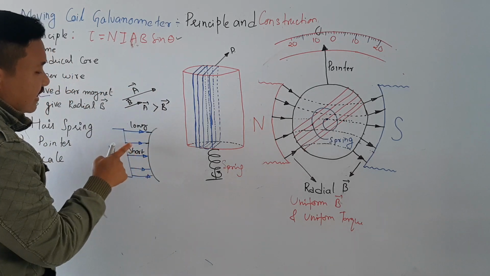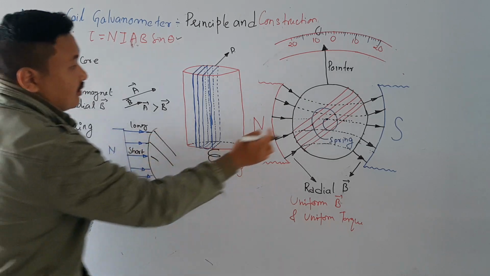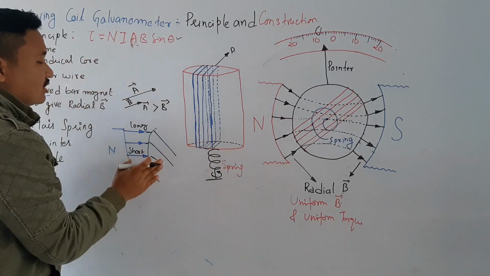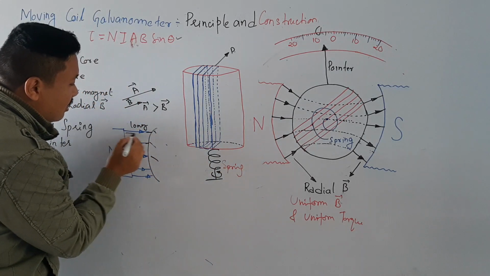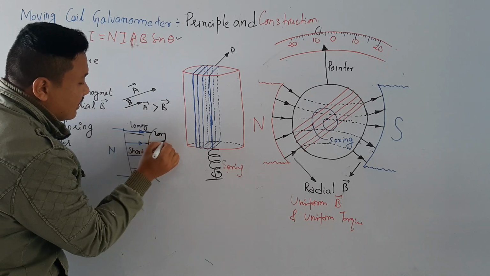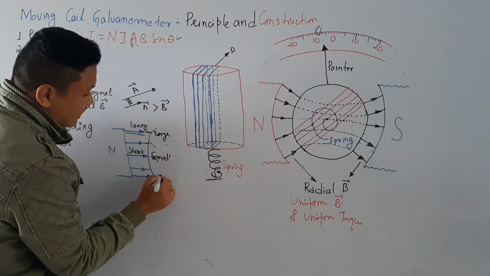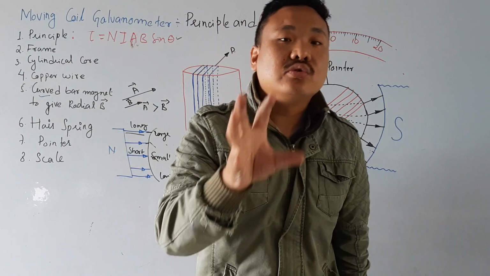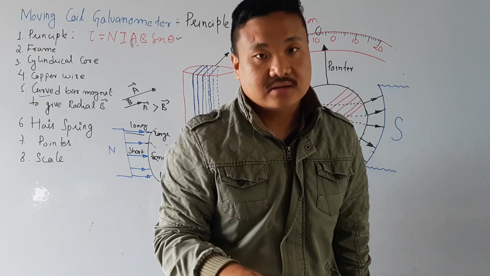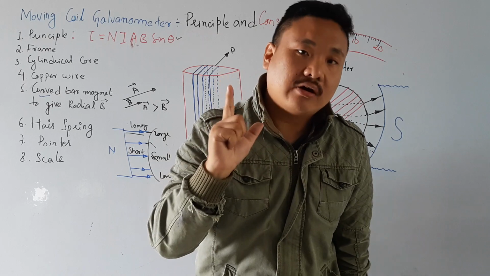So this wire which is here, all the wire here will not have a uniform magnetic field, because where this is long the magnetic field is large, and where this is short it is small. So there is no uniform magnetic field, isn't it? We want the magnetic field to be uniform.